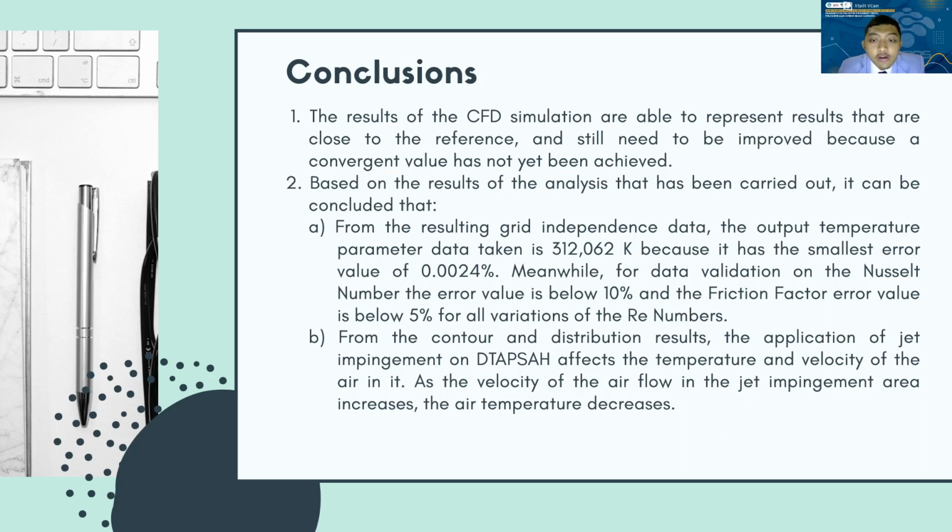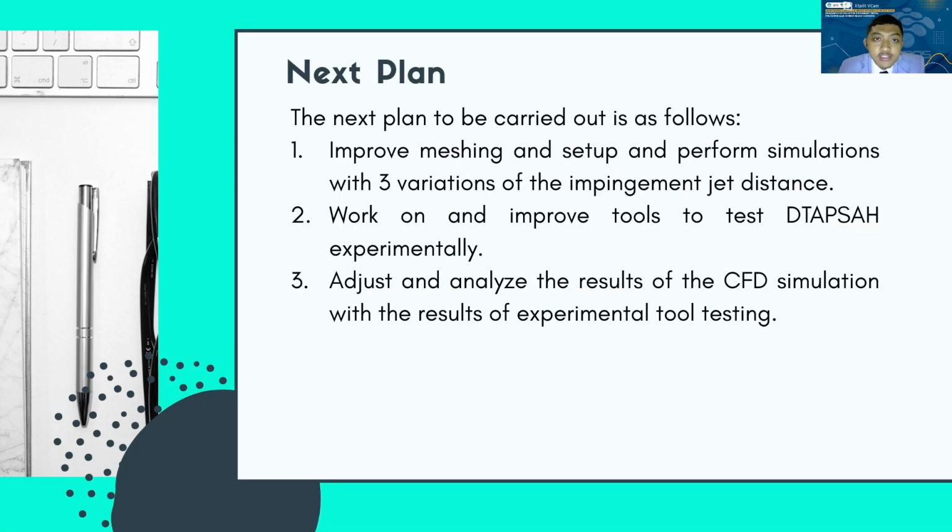From the contour and distribution results, the application of jet impingement on DTAP-ACH affects the temperature and velocity of the air in it, as the velocity of the airflow in the jet impingement area increases and the air temperature decreases.